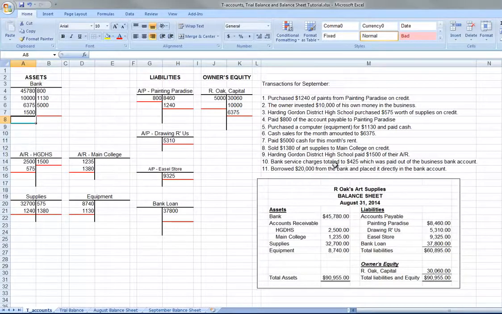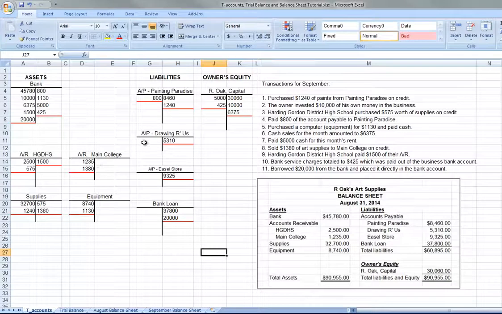Number 10, bank service charges total $425, which was paid out of the business bank account. So the bank account's going down $425, and so that's something that would affect owner's equity. Owner's equity would go down $425. Borrowed $20,000 from the bank and placed it directly in the bank account. So the bank account is going to go up $20,000, and the bank loan is going to go up $20,000. We borrowed money from the bank, so the bank loan is going to get bigger. And so that's all the transactions.